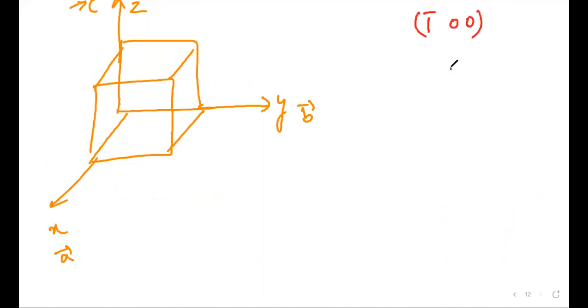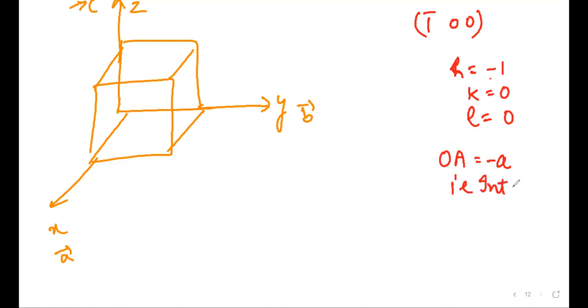So here h is equal to -1, k is equal to 0, similarly l is equal to 0. What it means, h equal to -1 means OA is equal to -a. That is, we are talking about intercept on the negative x-axis. Intercept on the negative x-axis.